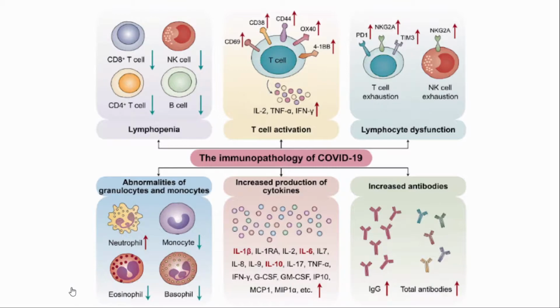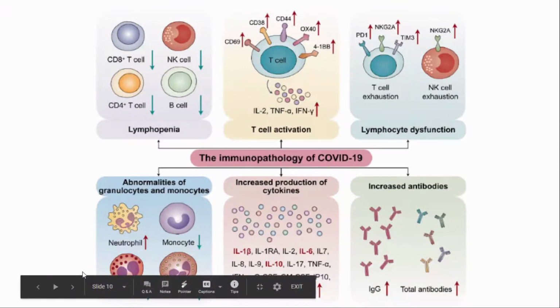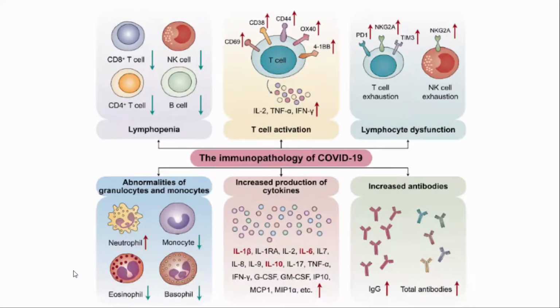Lymphopenia is a key feature of patients with COVID-19, especially in severe cases. CD69, CD38, and CD44 are highly expressed on the CD4 positive and CD8 positive T cells of patients. And the virus-specific T cells from severe cases exhibit a central memory phenotype with high levels of IFN gamma, TNF alpha, and also interleukin 2.